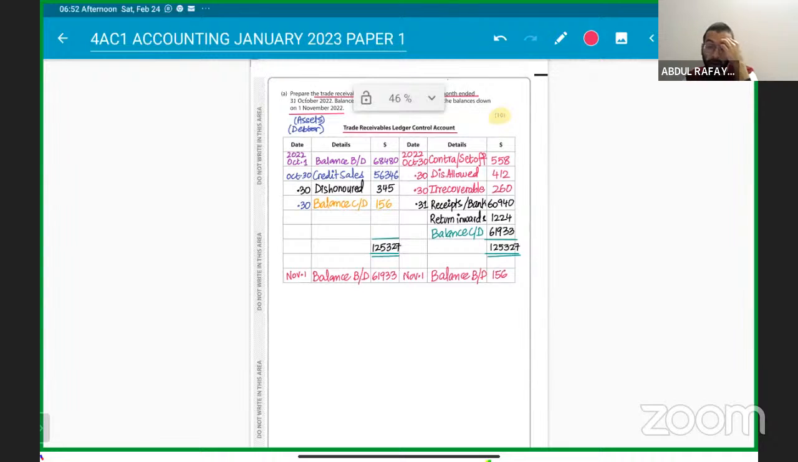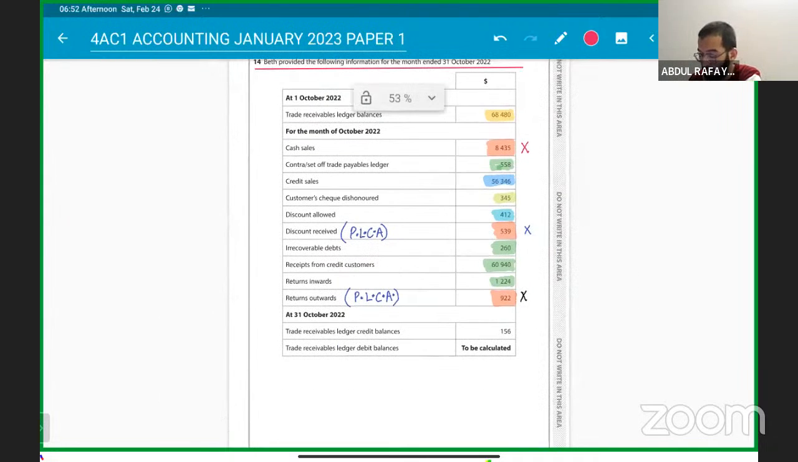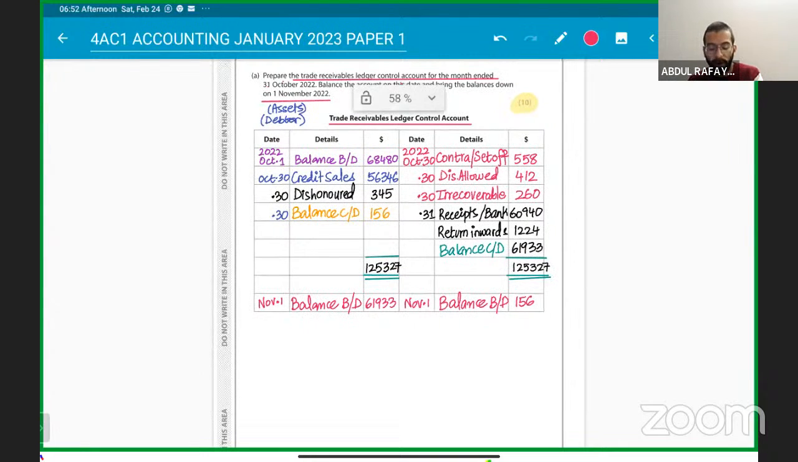Every year you just remember the format and you will be able to do this trade receivables ledger control account. It's not a big issue. What we need to understand is that this balance is basically what we have to refund, or a customer has paid extra. So it's a liability, and I'm explaining this amount as well. What does this mean? This is normal, okay?